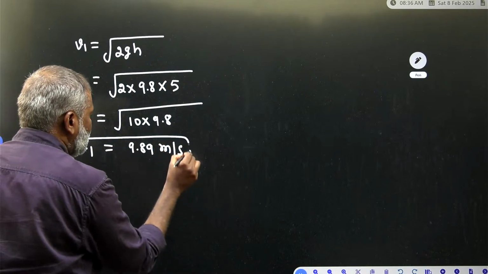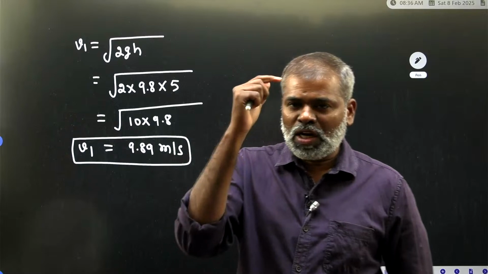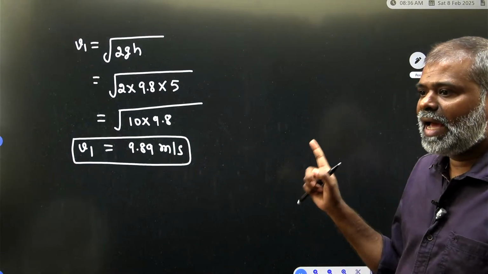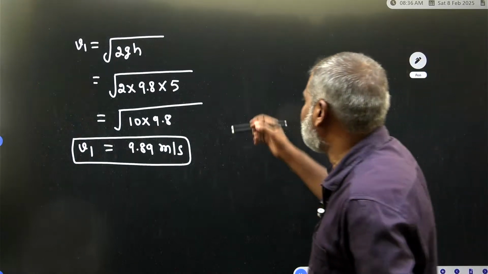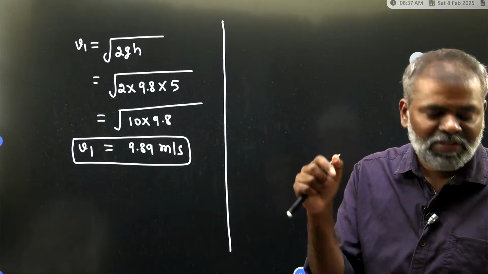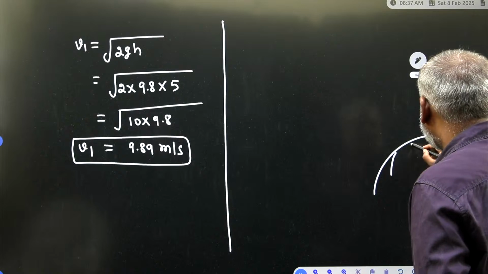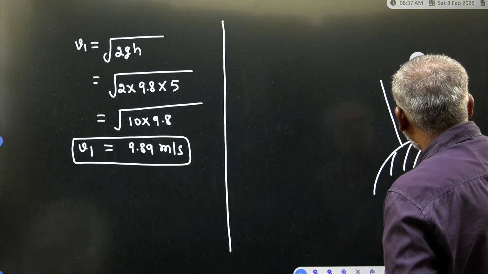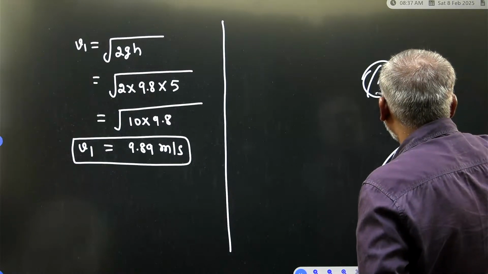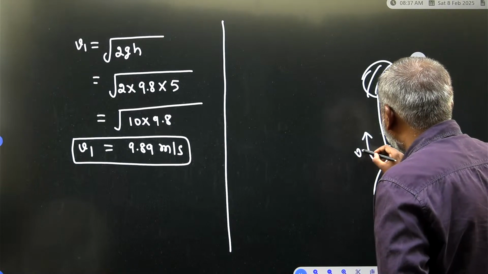Once you drop the ball, the final velocity is 9.89 meter per second. Clear? Now what is our ultimate goal? The ball is at the 5 meter height above the surface of the earth. The ball first comes down and hits, and after hitting, the ball should rise with velocity v2, correct?